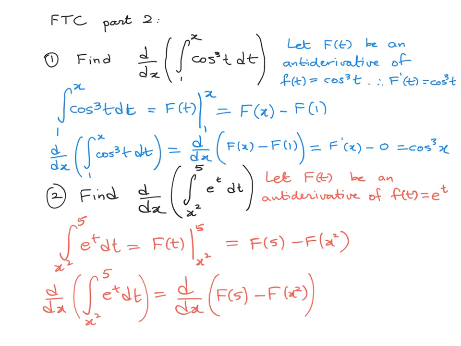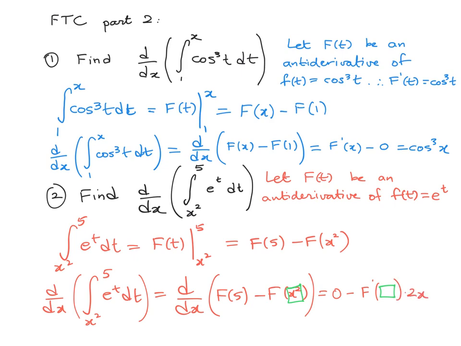Now, capital F of 5 is a constant. It's a number. We've integrated f of x, and we've gotten this capital F, and we plugged in 5. It's actually going to be e to the 5, but that doesn't really matter. The derivative is 0. Capital F of x squared, on the other hand, is a chain rule problem. There is a box around x squared. So the derivative is going to be 0 minus capital F prime of box times the derivative of box, which is 2x.